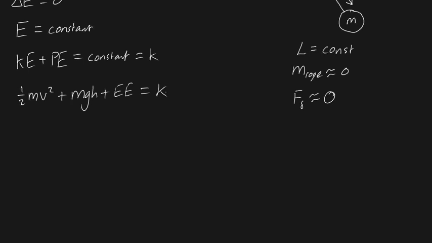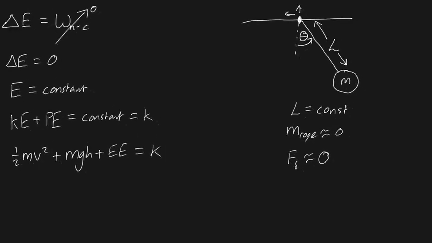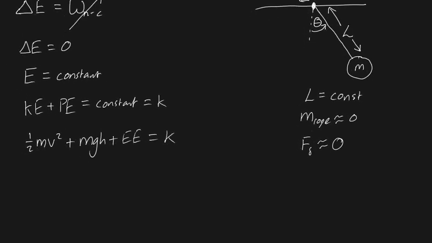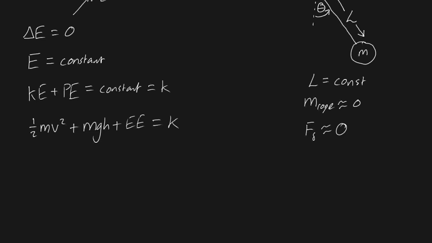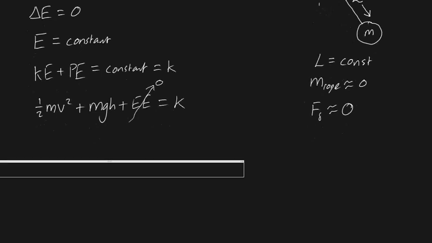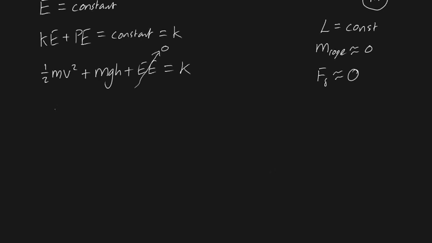But notice I've assumed that the length of our cord will remain constant, right? That means it doesn't stretch and it doesn't compress, and that's the only thing which could be considered to be part of our elastic energy. So that means that's going to be equal to zero. Okay, so let's see if we can simplify this a little bit more now.